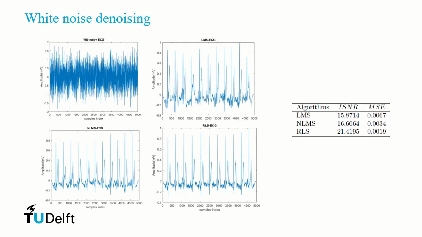And here comes the result of the white noise denoising. We use LMS, NLMS, and RLS to denoise the white noise. The first graph shows the amplitude of the ECG signal with white noise, and the other three graphs show the results after filtering. And we can also see from the table on the right side that the RLS has the largest ISNR and the smallest MSE, while the NLMS is slightly better than the LMS.